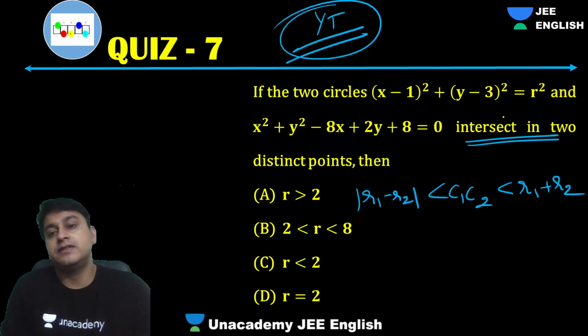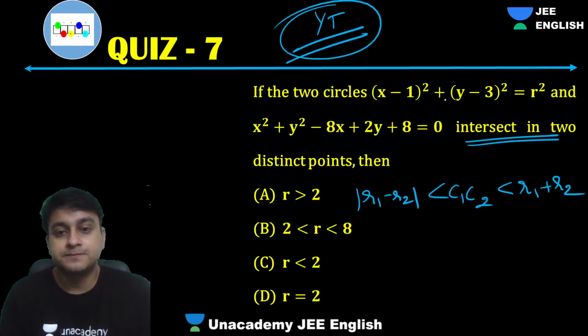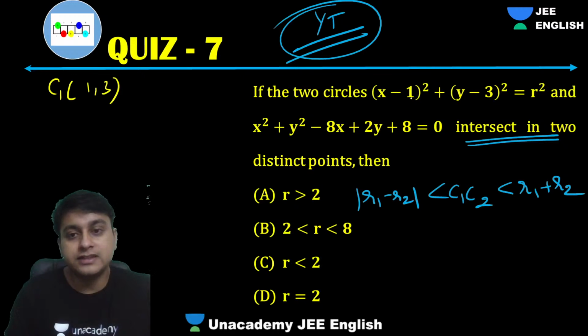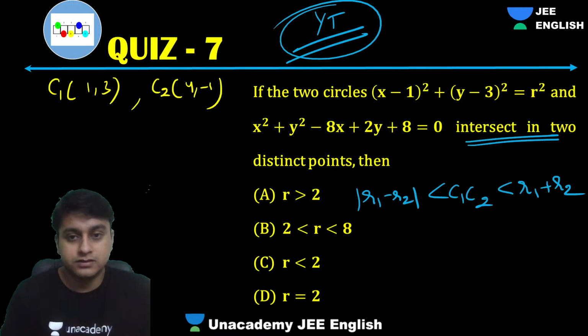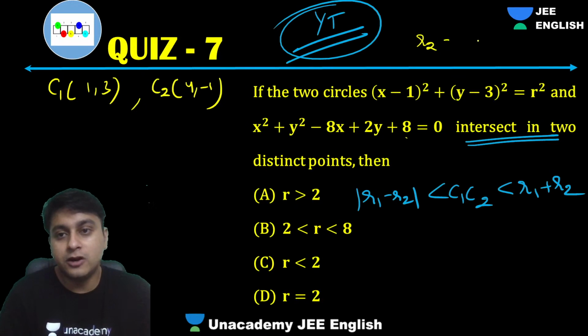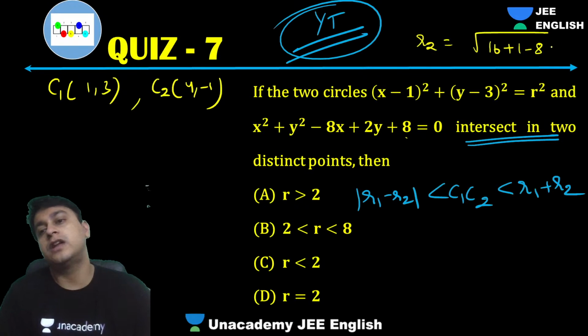So here C1C2 is the distance between the centers. The first center we all know: 1 comma 3. C2 is coming as 4 comma minus 1, from 2gx plus 2fy. Now we can calculate the radius. The radius R2 will be the root of g square plus f square minus c, which is 16 plus 1 minus 8, which comes as root of 9, that is 3.